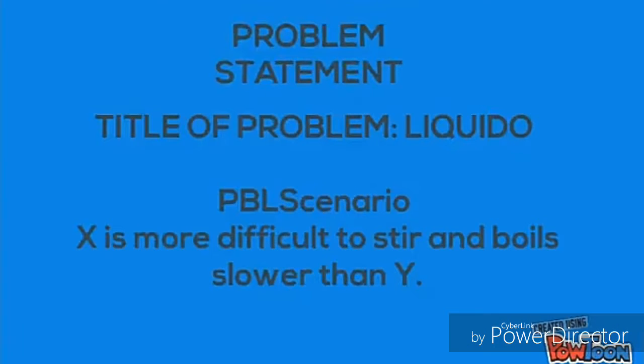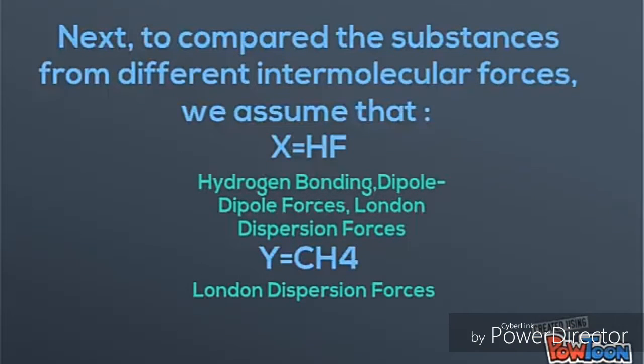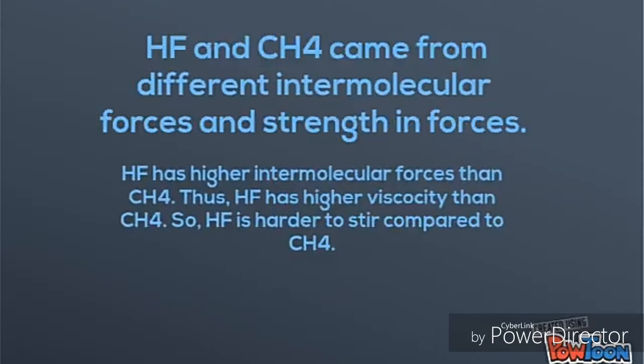Problem statement: X is more difficult to stir and boils slower than Y. Next, to compare substances with different intermolecular forces, we assume that X is HF and Y is CH4. HF and CH4 come from different intermolecular forces. HF has higher intermolecular forces than CH4. Thus, HF has higher viscosity than CH4, so HF is harder to stir compared to CH4.